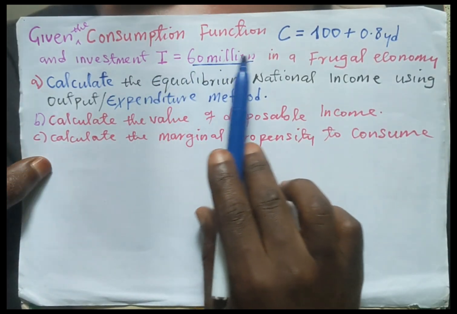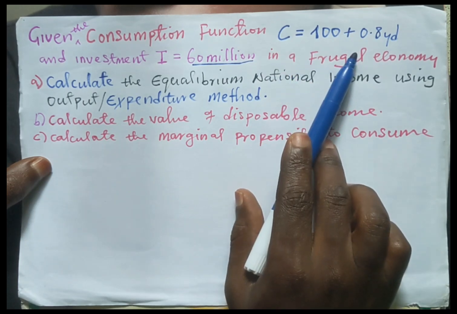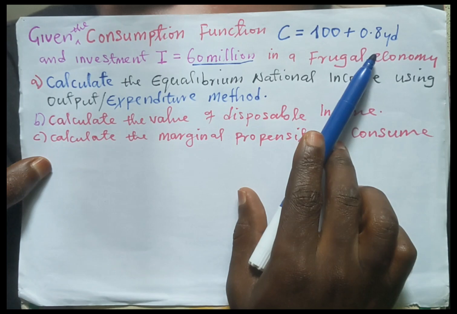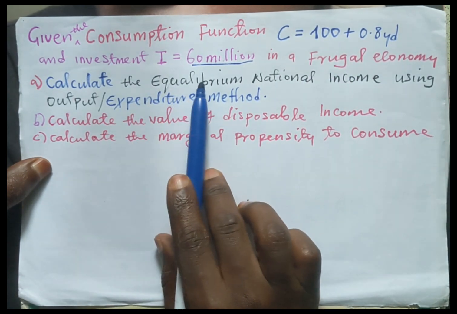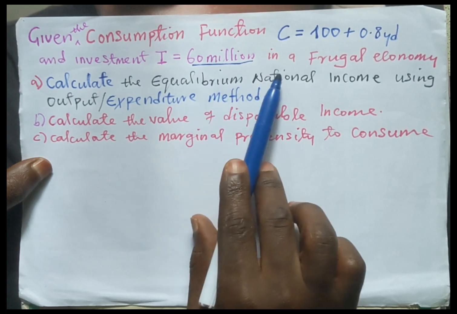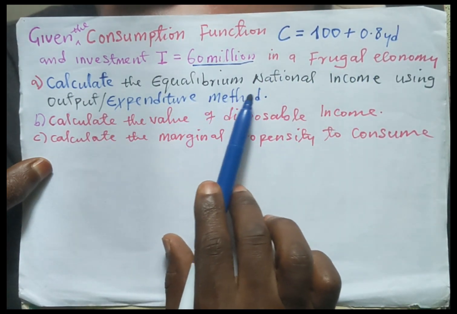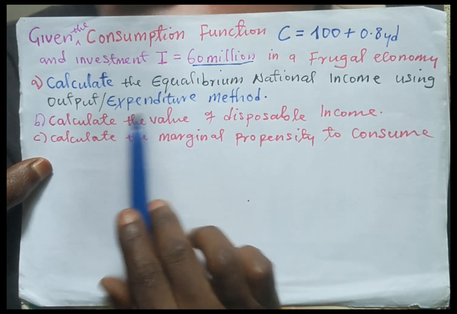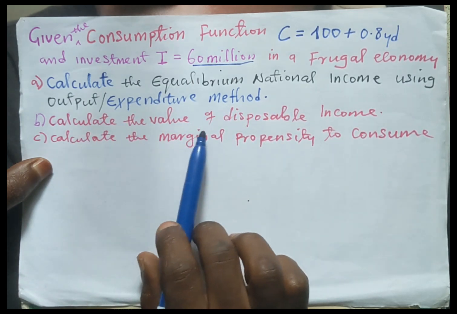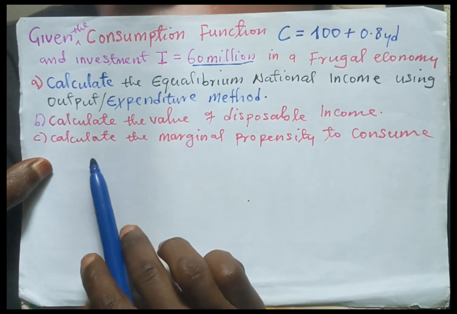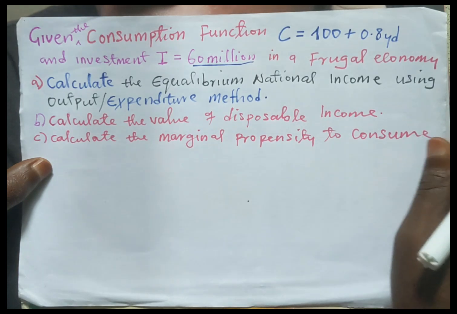In today's video we are going to be calculating the equilibrium national income in a frugal economy using the output and expenditure method. Given the consumption function C equal to 100 plus 0.8 YD, that is the disposable income, and investment I equal to 60 million in a frugal economy. A. Calculate the equilibrium national income using the output and expenditure method. Secondly, calculate the value of disposable income. And lastly, calculate the marginal propensity to consume.